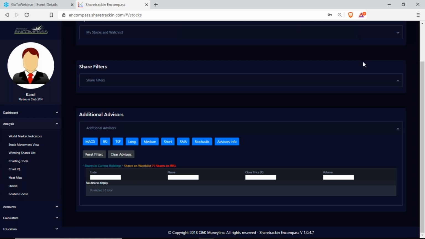And then I can just click outside of that block and it closes it. Then I have a reset filter button. So let's say underneath your code or your name or your closing price or your volume, you inserted something and you want to clear that. You must click on reset filters in order for your table to refresh. Clear advisors, that is when I insert a MACD or a RSI or a long. When they are inserted and I want to remove them, I click on clear advisors.